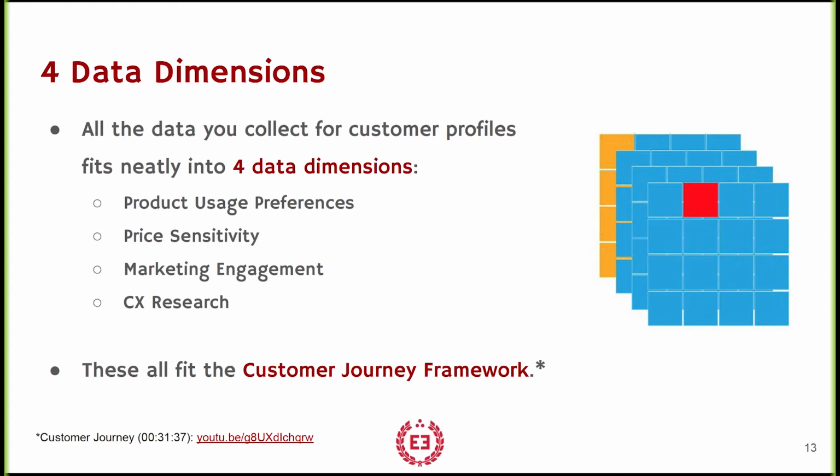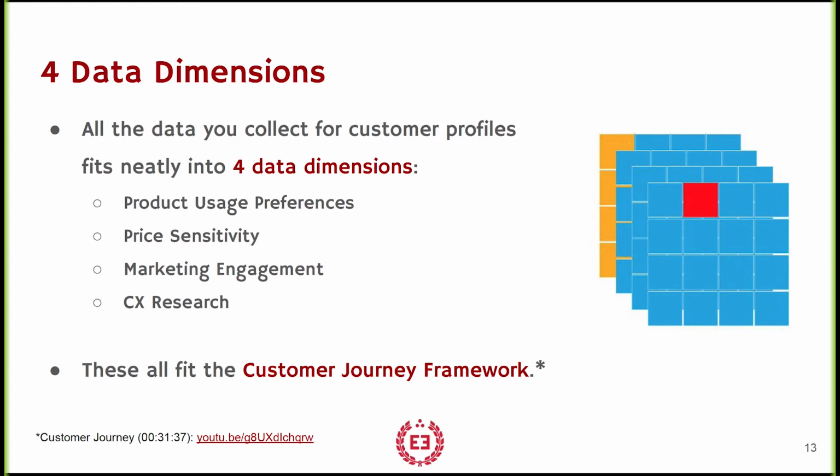The product usage preferences, the price sensitivity, and those are separate things. Okay, price is related to value, preferences are related to value. Those 2 things together show you value. They're not totally the same.